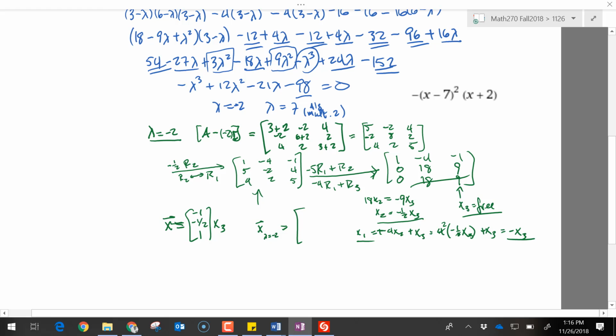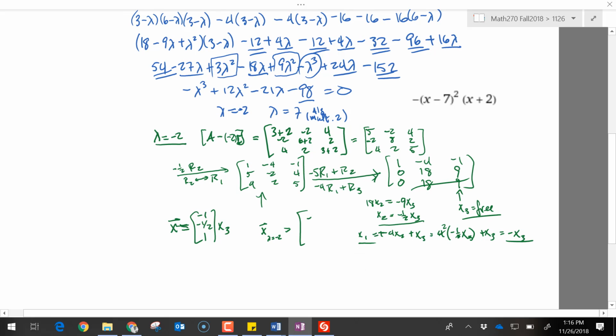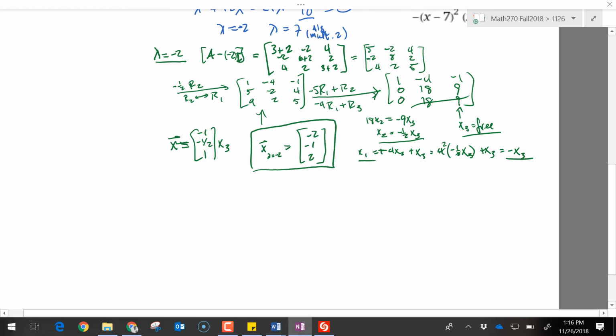It can be positive, or let's keep it negative: -2, -1, and +2. So that's a good eigenvector. In general, we might do something else with these eigenvectors, and so it might be nice to not be dealing with fractions. All right, that was hard.